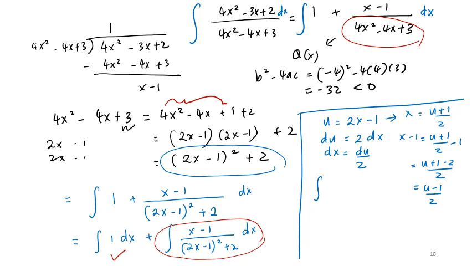So you have here 1 over 2. I screwed up the last part of the last slide, so I'm just going to continue because I'm not going to repeat everything again. So, 1 dx plus the integration of x minus 1 over 2x minus 1 squared plus 2 dx.